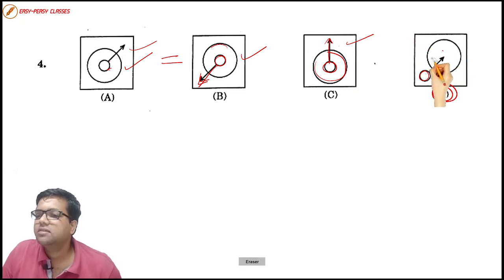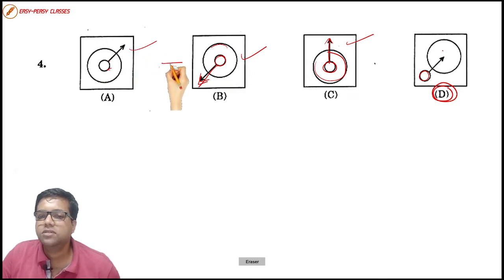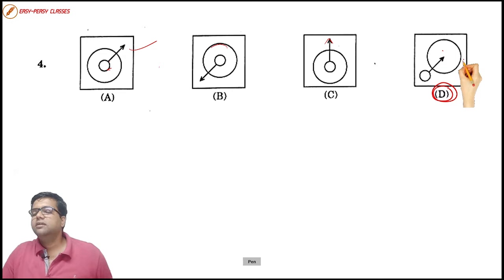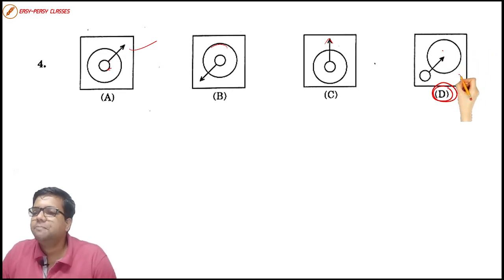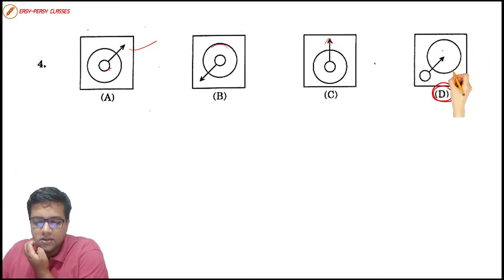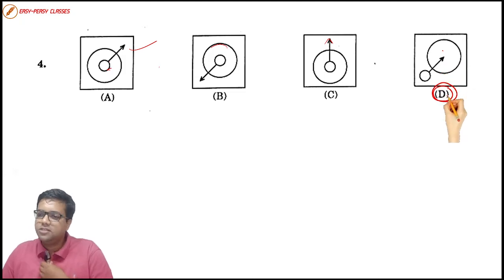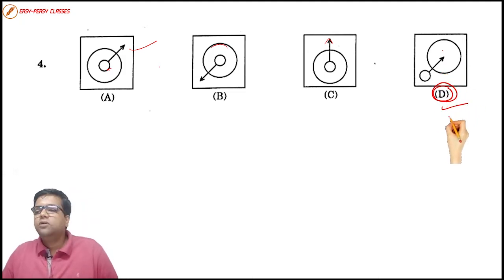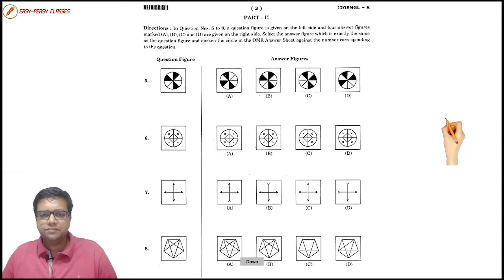In all other figures, it is going outside, it is going outside, it is going outside. But here, in the last figure, which is different from the other three, the arrow mark is going inside. So this becomes the odd man out, and henceforth, this is our answer. Let's move on to our further question.